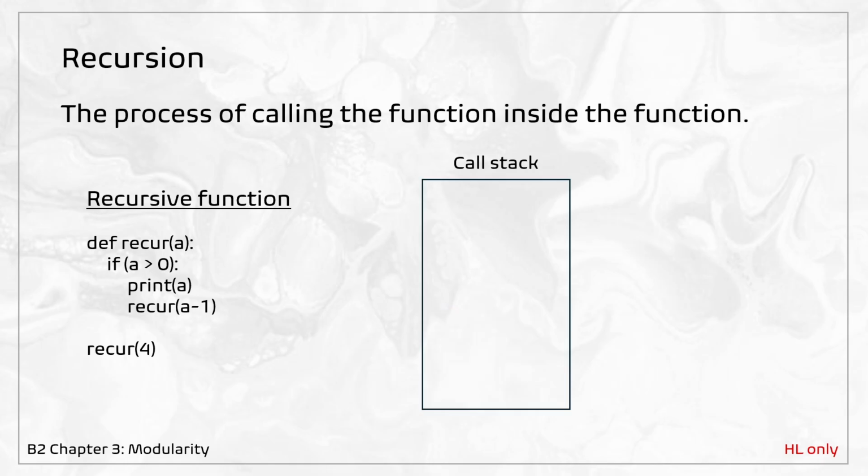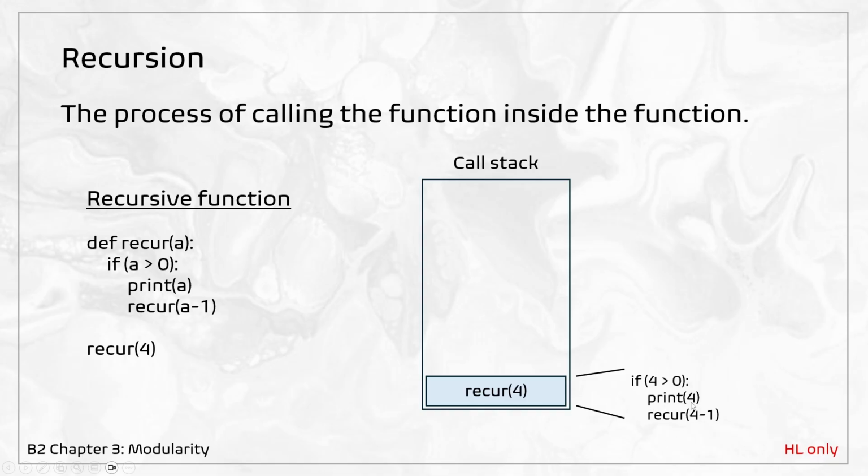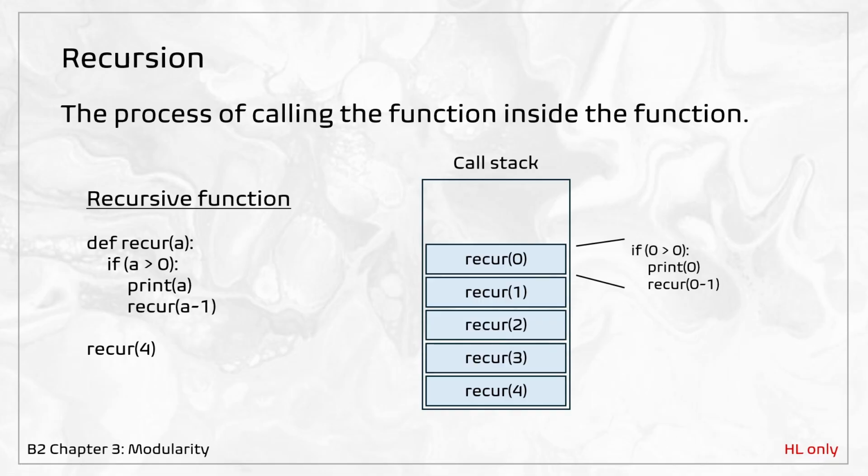Now, the total output of this recursive function would be 4, 3, 2, 1, because what we've done is, all the way back here, we've printed 4, and then we've printed 3, printed 2, printed 1, and then, of course, this print statement wouldn't run because of this if statement.